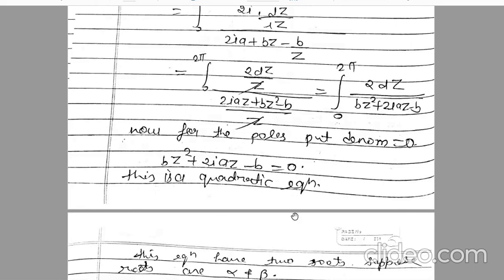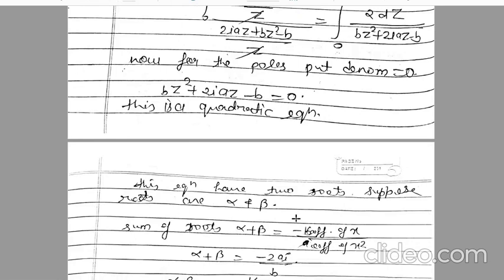That means this is a quadratic equation. We are considering that this quadratic equation has only two roots, and we name them alpha and beta, because a quadratic equation means two roots will be here.